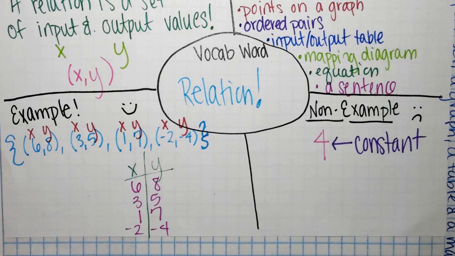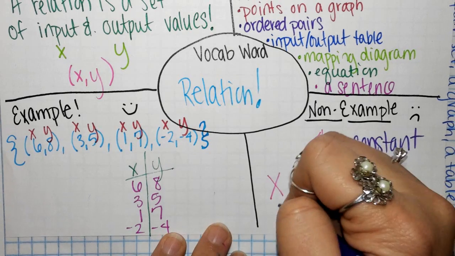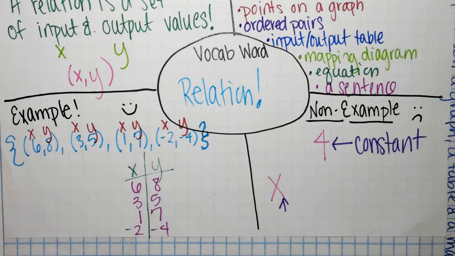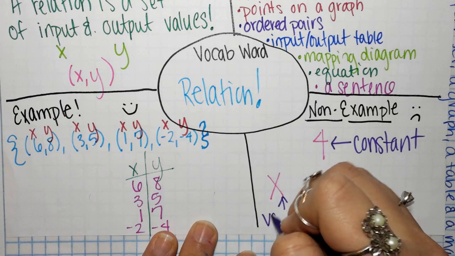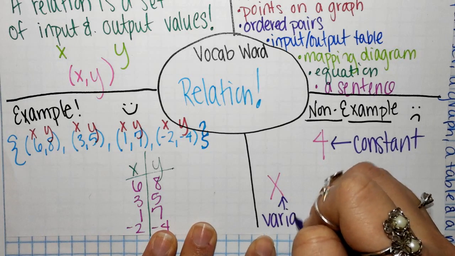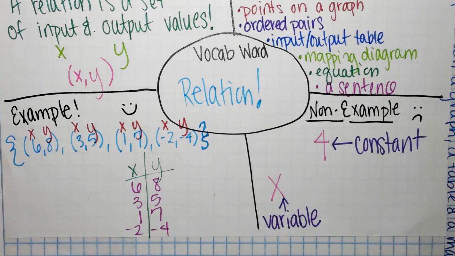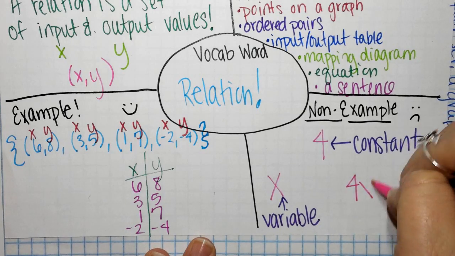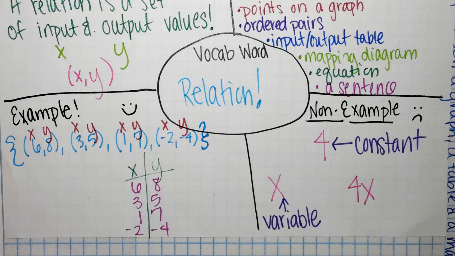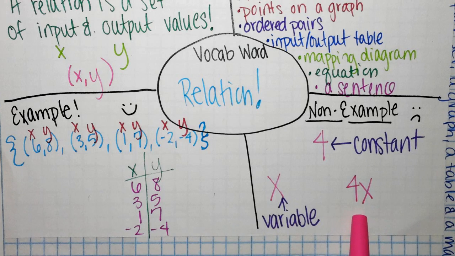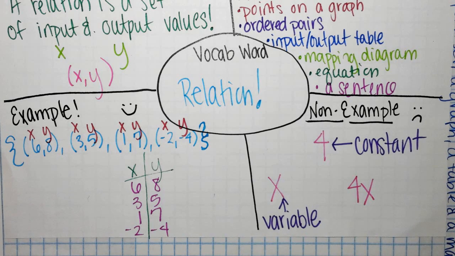All right, this is also not a relation. What is that? Variable, yes. Now, please spell it correctly. Variable. I got another non-example. A coefficient. That's what we just wrote down. 4x. Good job, Bronson.